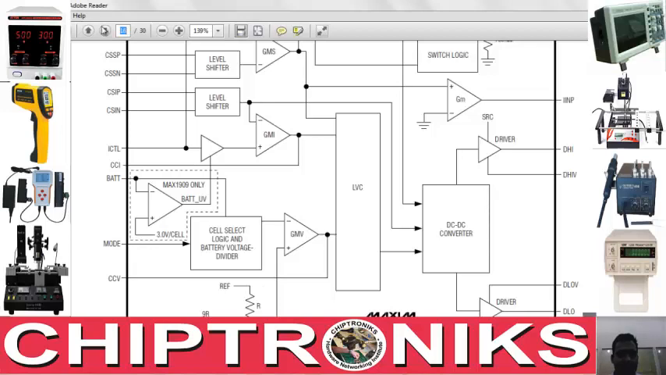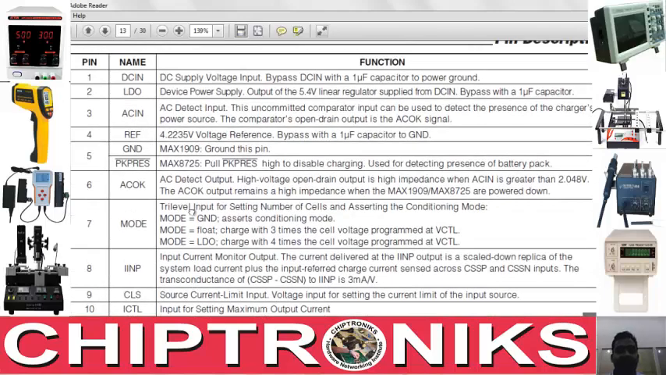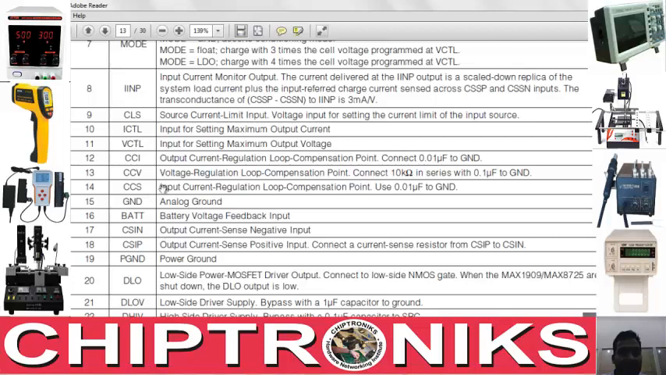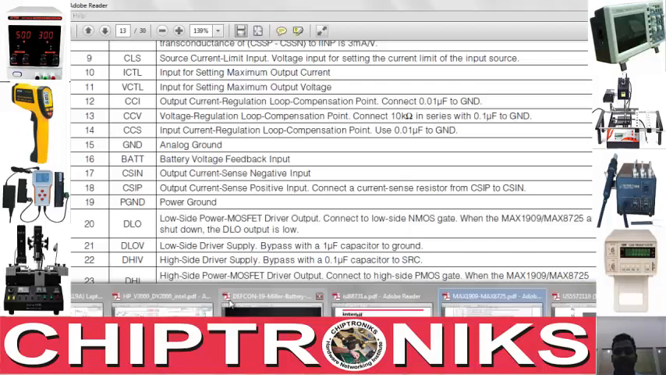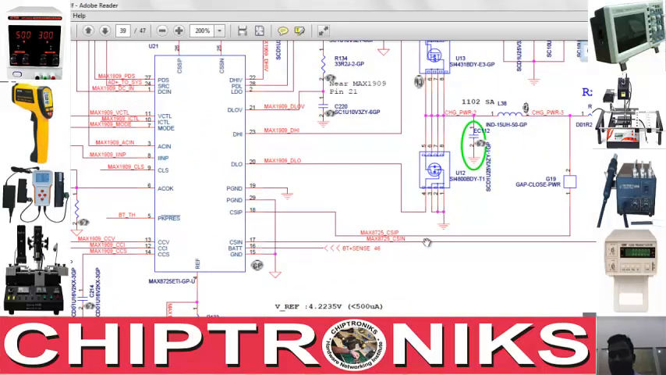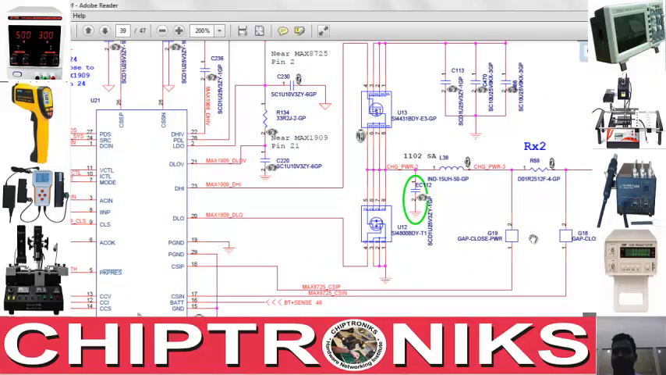We'll go back again to page number 13. CSIN and CSIP, that is the output current. Please wait for a minute. We had CSSP and CSSN for the input side. Similarly, we have CSIN and CSIP for the output. You can see it in the schematic diagram. You see CSIN, and this is CSIP, whereas this is CSSP and CSSN. Those are basically for sensing the input current, and this is for sensing the output current across this resistor. Okay, how much current it is generating at the output.